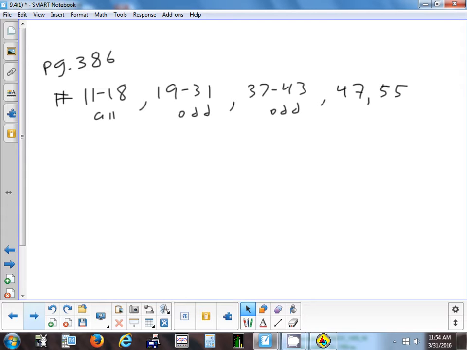All right, so the homework is on page 386 in your packet. Okay, 11 to 18, that's all matching. So don't think you have to draw all those, it's just matching. 19 to 31, just the odds. Okay, and remember, they ask you to find the lattice distance. Don't do that. You don't have to find the lattice distance. 37 to 43 odd. And then 47 and 55.